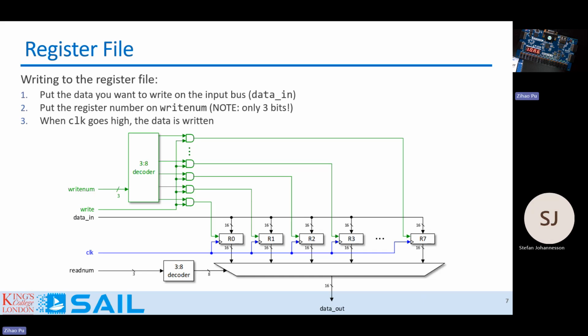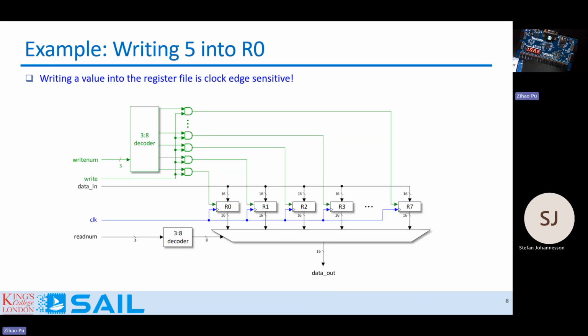So when you try to write in the register file, you put the data you want to write on the data bus, which is data in, and put the register number on write num. Note, it's only 3 bits because you only have 8 registers. And when the clock goes high, the data is written to the exact register that you are trying to write to. So far for the writing procedure of the register file, does anyone have any questions? Yeah, I think the register file should be quite easy to implement. I will also provide you the register file we're going to use. This lecture is basically just to understand what's inside the register file.